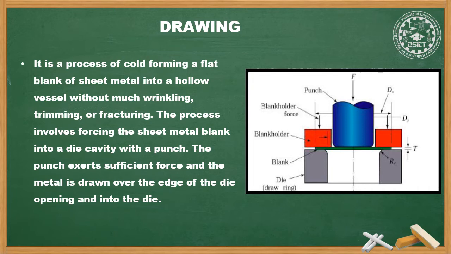On the return stroke of the punch, the cup is stripped off by this counterbore portion. The term shallow drawing is used when the height of the cup formed is less than half its diameter.